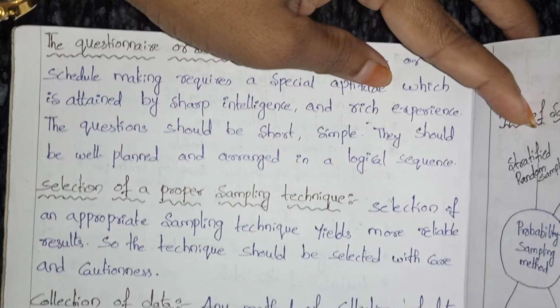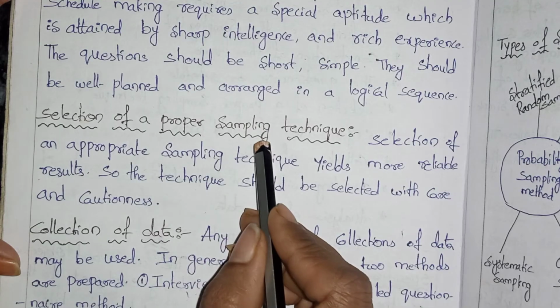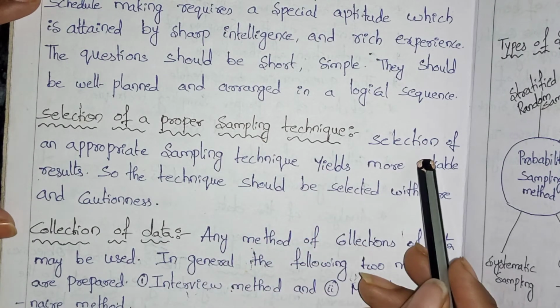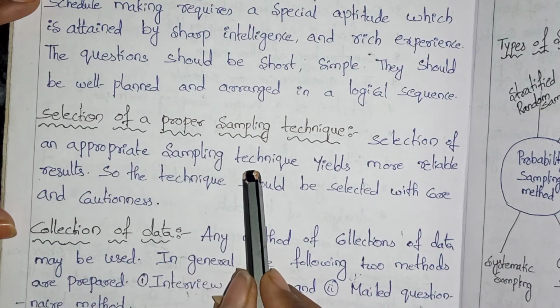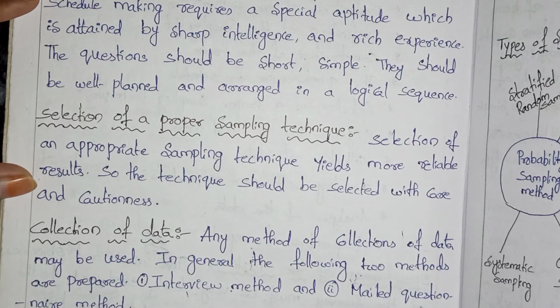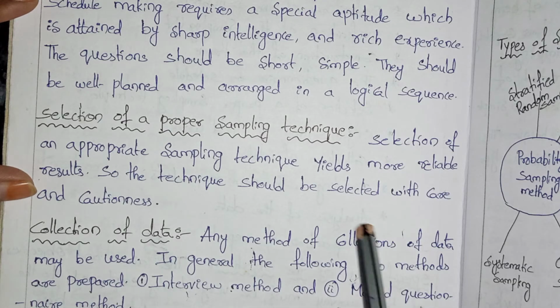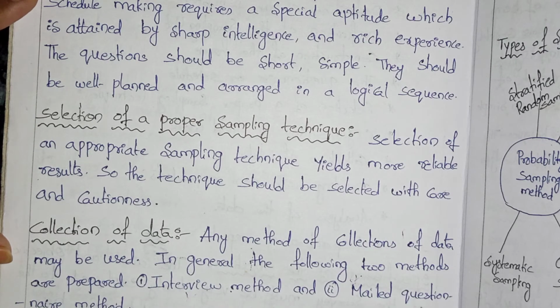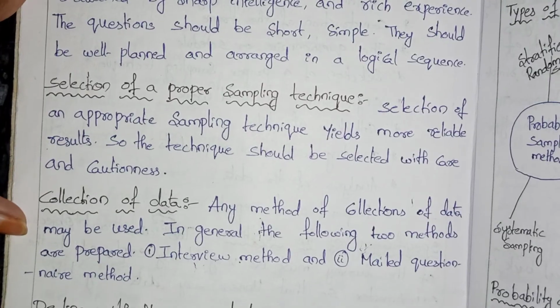And the next is selection of a proper sampling technique. In order to do the survey, which method do we have to select? Selection of an appropriate sampling technique yields more reliable results. Why do we have to select the proper technique? Because it gives us reliable, that means perfect, results. If we select the wrong method to do the survey, it may not be that appropriate. So the technique should be selected with care and cautiousness. We have to take some care in the selection of the method.